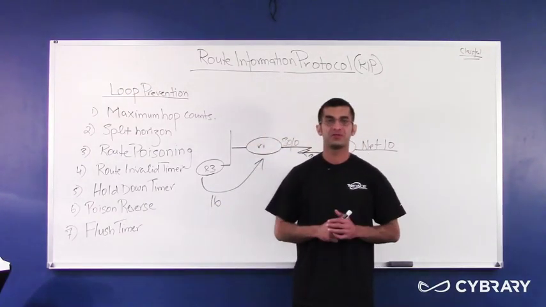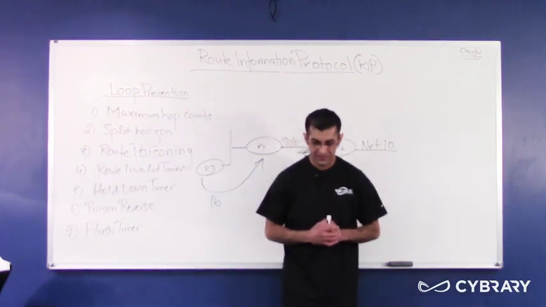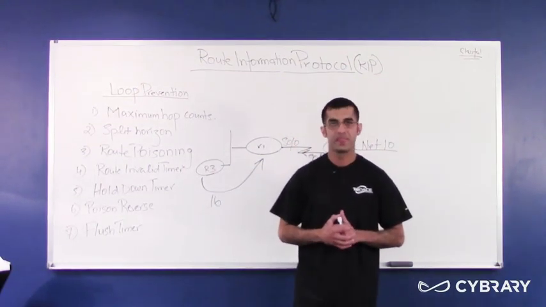The last one is route flush timer. This is the time at which the route is completely removed from the IP routing table. For RIP, that is 120 seconds.